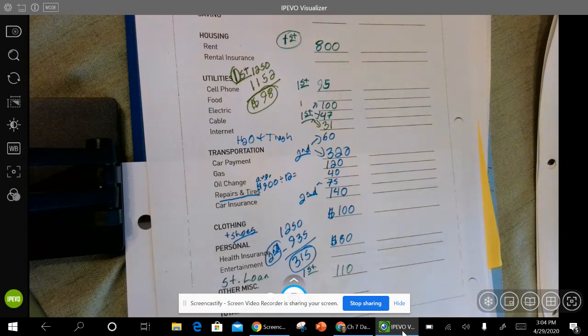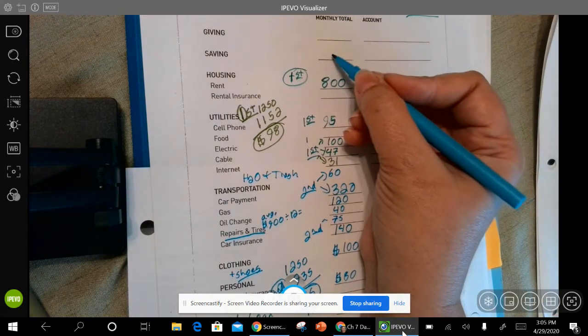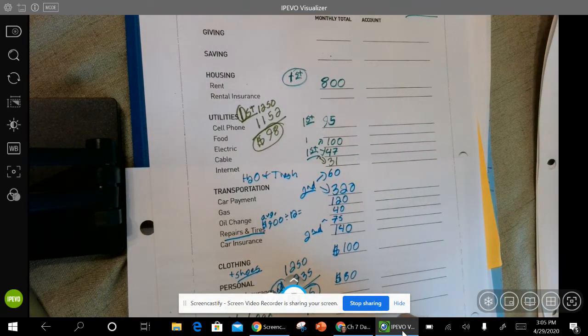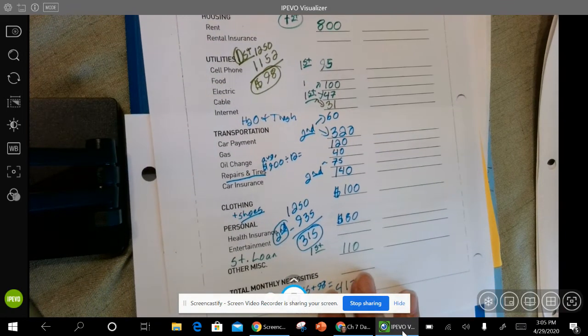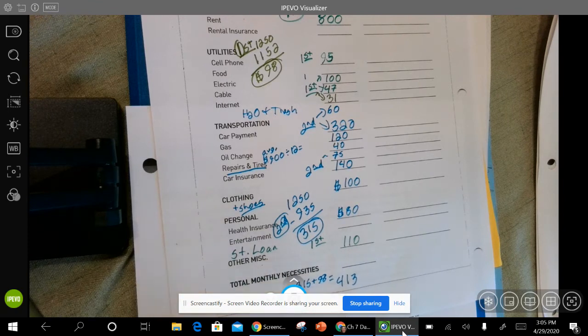Okay, so everybody, that means we don't have a lot left. So for savings, we're probably not going to be able to put this 20% in savings. Because if I add those together, 315 plus 98, I get 413. Okay, everybody, and that is not going to give you a lot of money because you still need to buy groceries and maybe entertainment.